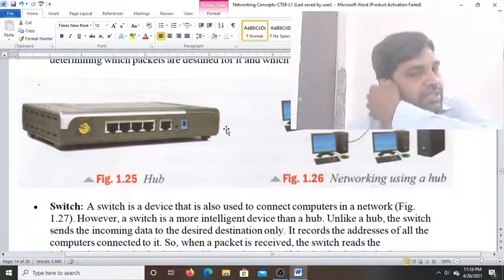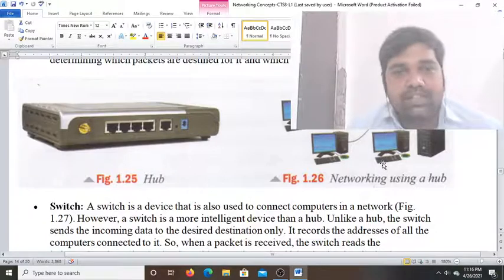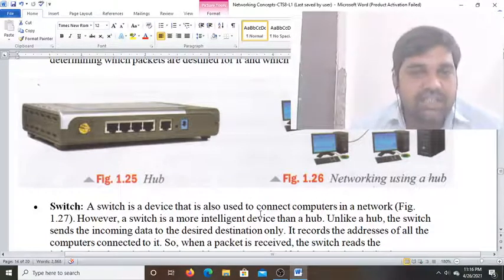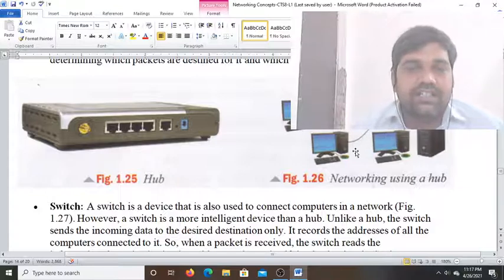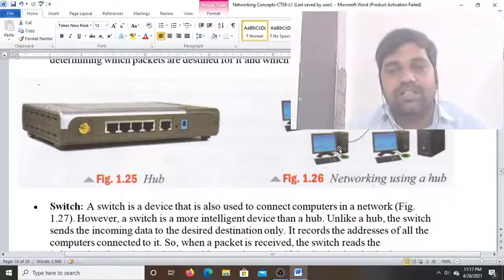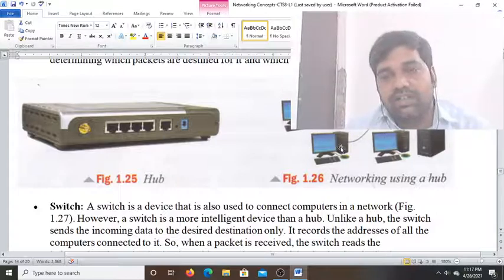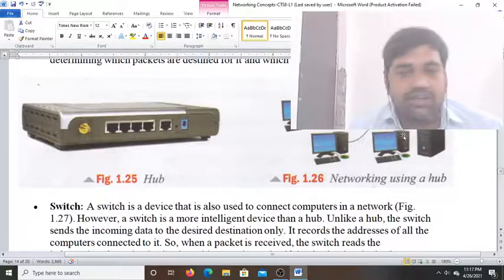Next is the switch. A switch is similar to the hub, but it is intelligent. It does not broadcast the data to all the computers. It has the address of all the computers which are attached to it, and it sends the data to the required computer only, computer two. Suppose the destination address written is the address of computer two, then it will send the data only to computer two. Third and fourth will not receive it.